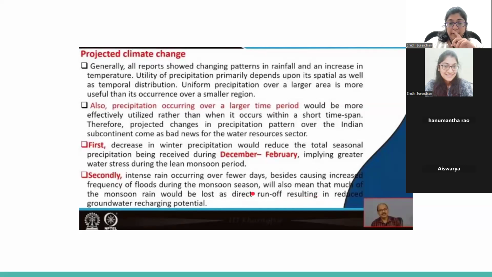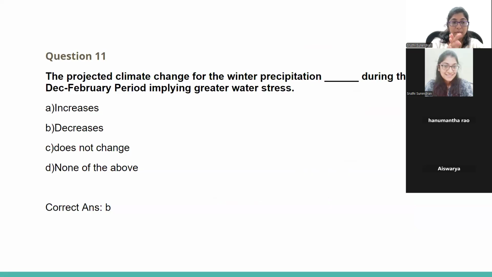So during the winter season, the rainfall is going to decrease even more than what we are receiving right now. This is going to lead to drought conditions during that period of time. So it decreases. Option B.